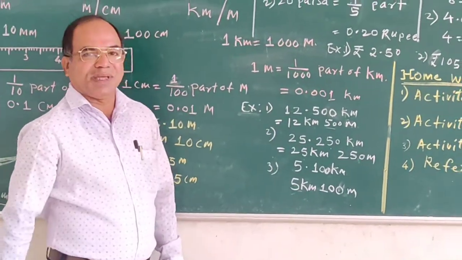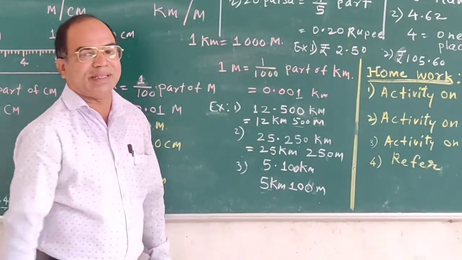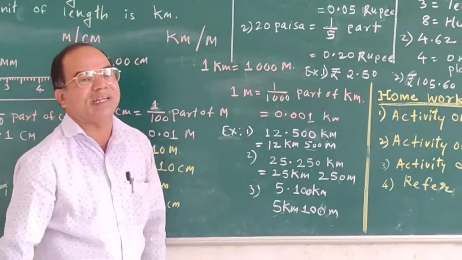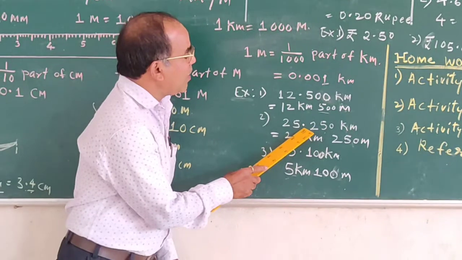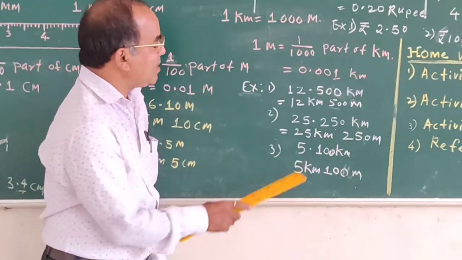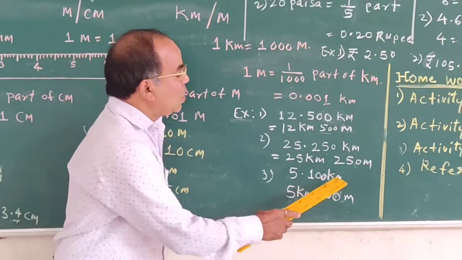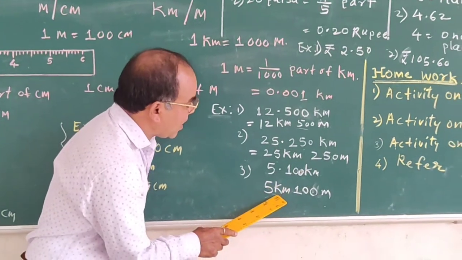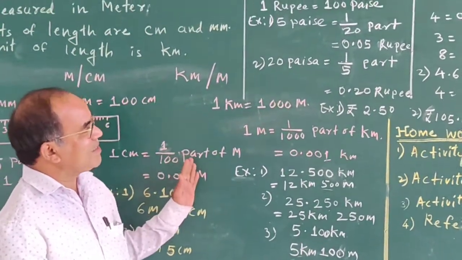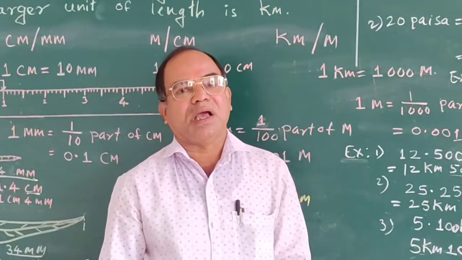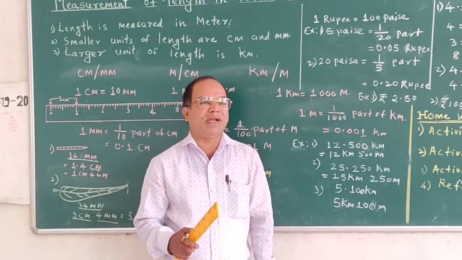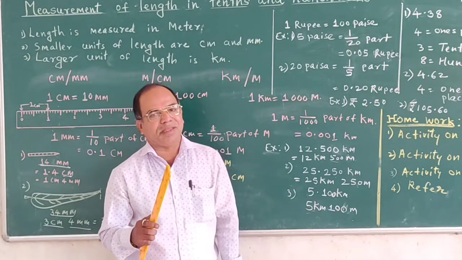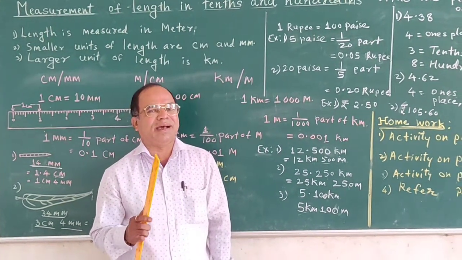So in kilometer I have given some examples: 12.500 kilometer, that means 12 kilometers are complete, so 12 kilometers and 500 meters. Then 25.250 kilometer, that means 25 kilometers are complete and 250 meters. Then 5.100 kilometer, that means 5 kilometers complete and 100 meters. So with this you can have the knowledge of how to use a scale and how to find out the measurement of a given object, maybe bigger or smaller, in the sense of decimals, that is tenths, hundredths and thousandths.